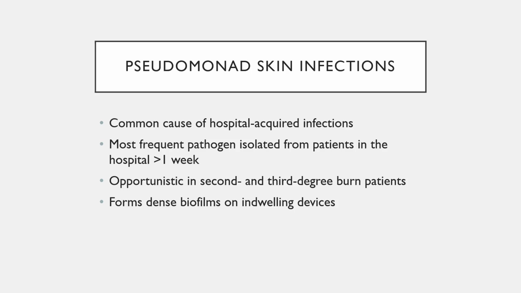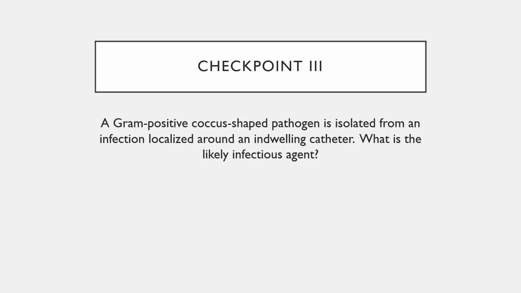So we've now talked about streptococcal infections, staphylococcal skin infections, and pseudomonad skin infections. So let's go into a checkpoint. Let's say that you are looking at a gram-positive coccus-shaped pathogen that has been isolated from an infection localized around an indwelling catheter. What would be the most likely infectious agent based upon these characteristics?